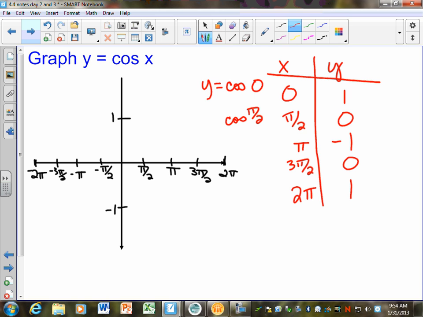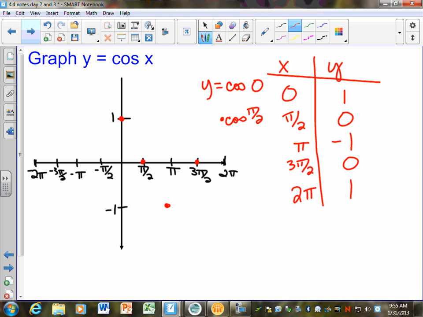At 0, it's up here at 1. At pi halves, it goes back to 0. At pi, it goes down to -1. At 3 pi halves, it goes back to 0. And at 2 pi, it goes back up there to 1.